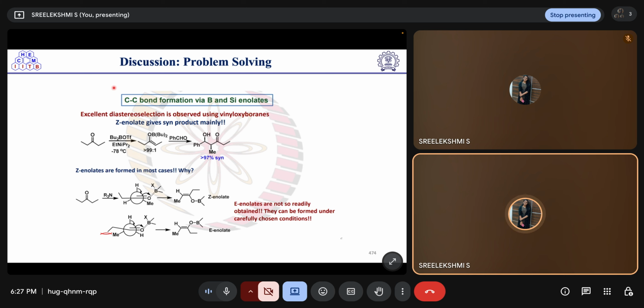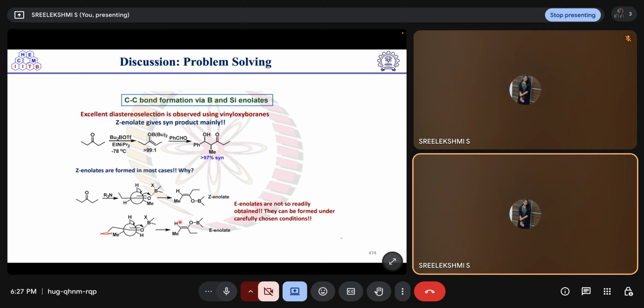Now, if we consider the carbon-carbon bond formation via boron and silicon enolate, usually if we are using vinyloxyboranes, in that case, Z-enolate gives syn products mainly, and we can observe excellent diastereoselection in such reactions. So, if we see this dibutyl boron triflate and this diisopropyl ethylamine is used, in that case this boron enolate is forming, that is attacking over this benzaldehyde, and here we are getting 97% of syn product. So why are the cis enolates formed in most cases with vinyloxyborane?